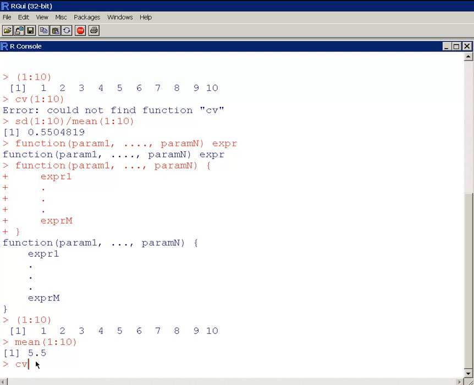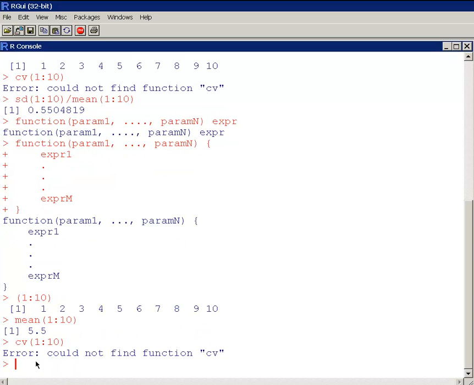If I do CV of that same vector, it says it can't find that CV because CV is not a function that's defined in R. So maybe we can use this symbol to create a function that we want. But anyway, it's not a reserved symbol in R. It's not already a function. So at this point it's just useless and meaningless.